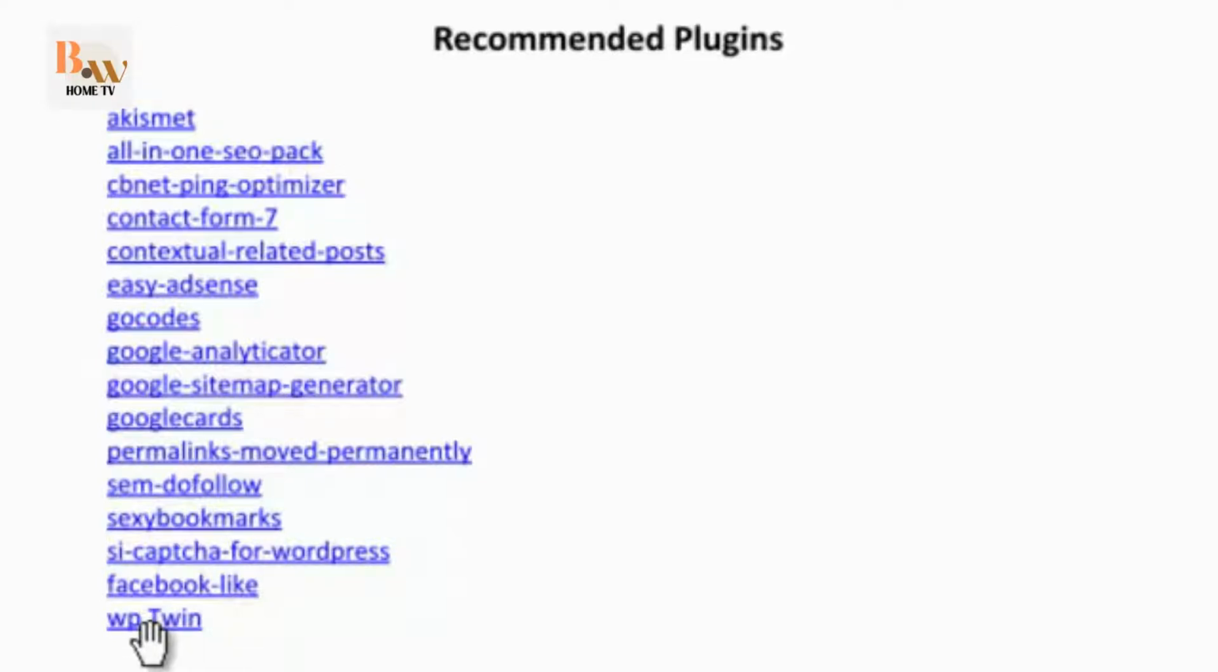And WP Twin, which we'll talk about in a little bit, is an awesome premium WordPress plugin, it's not free, that allows you to clone your sites so that you can replicate them quickly. So this site that's taking us an hour or two to create, we can do in 5 minutes.